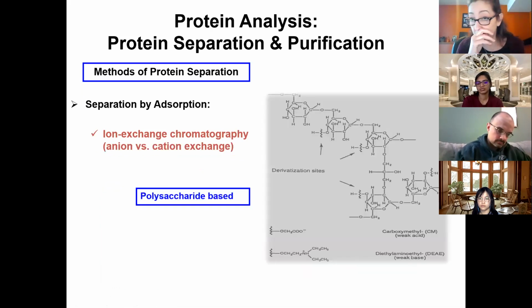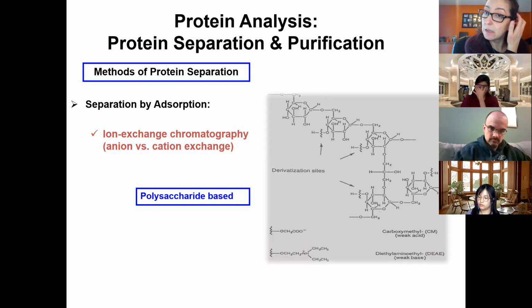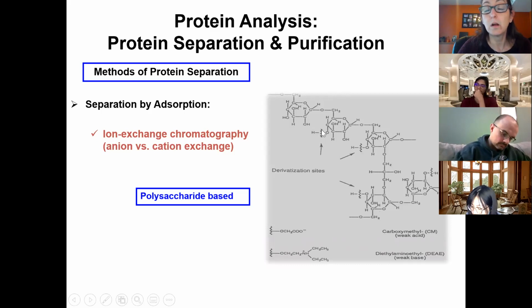And usually the media that is used to fill the column is polysaccharide base because it's for proteins. It can be different bases if it's smaller molecules, but for proteins specifically, it is polysaccharide base because you need larger pore size for the proteins to move along the column. And the hydroxyl groups are derivatized. That means they can have a functional group that is either negatively charged, weak acid, or positively charged, weak base.